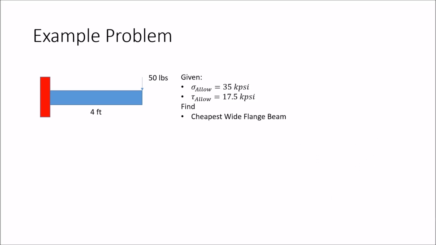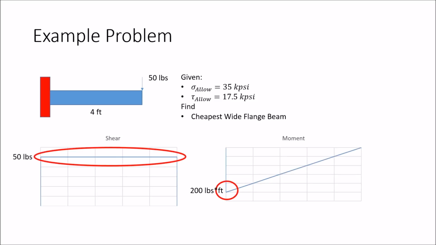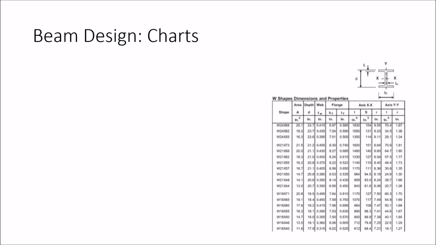Now let's do an example problem with the cantilever beam that we did earlier. Since we already know that the shear and moment diagrams will look like this, I'll just give you the numbers. Since the load is 50 pounds, the max shear will also be 50 internally. Then the max moment will be at the wall, which is 200 pound-feet. Now that we know our maximum internal moment and our allowable normal stress, we should calculate our S required. Don't forget the unit conversion from feet to inches.